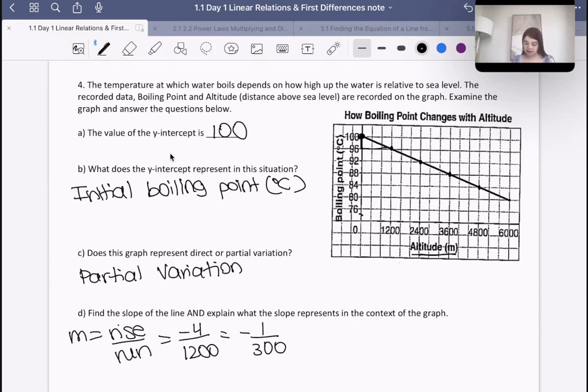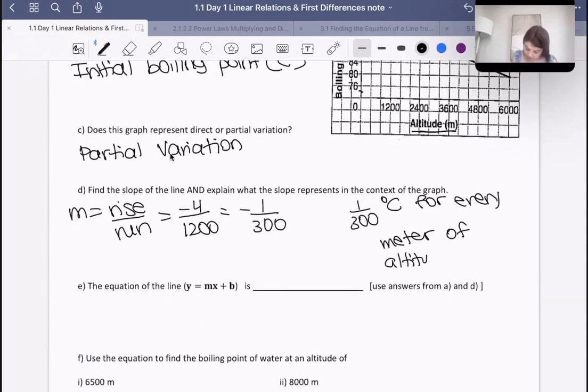Right, so let's kind of consider that. If we know that we go down 4 degrees Celsius for every 1,200 meters, that means we go down 1/300th of a degree Celsius for every meter of altitude, right? And so this represents the degrees Celsius for every 1 meter of water. Good. Which is very little, right? It's only 1/300th of a degree Celsius.